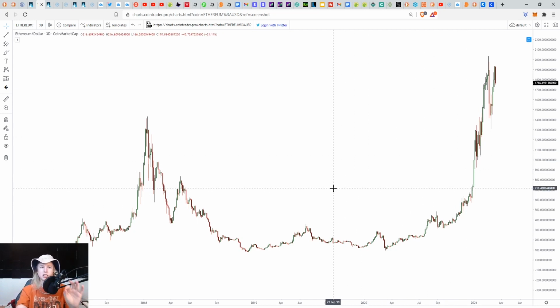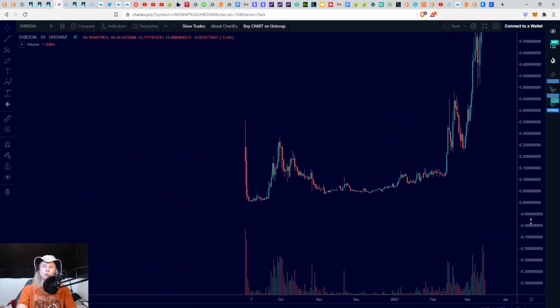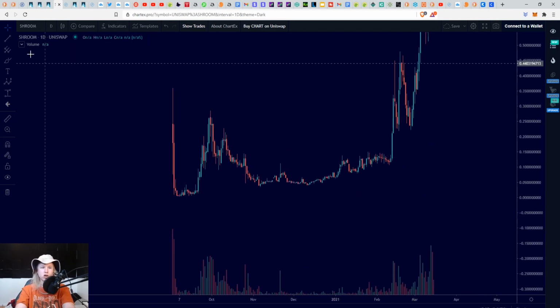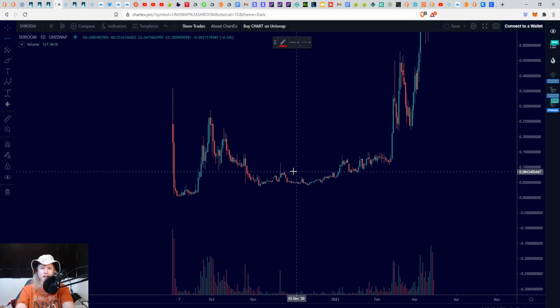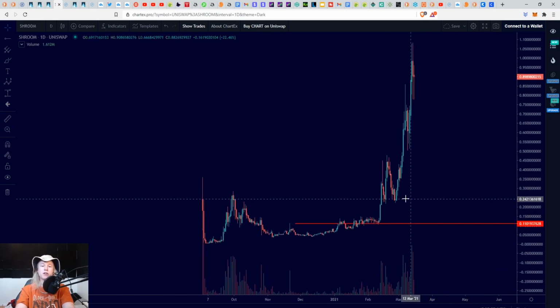Now let's actually talk about some low cap positions that I recently took and talk about why I actually ended up taking those positions. Now the first one up on the list today is going to be Shroom Finance. I actually took this position back down in here at 11 cents. So 11 cents was about here. That's where I ended up taking this trade, and it's performed very, very well.